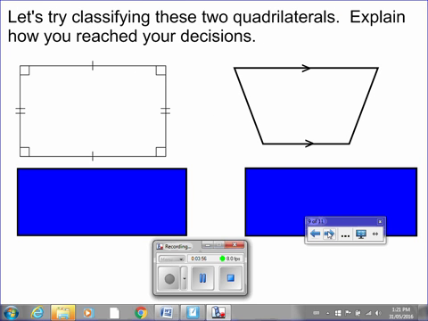So here's what you're going to try at home. You're going to try classifying these two quadrilaterals, and I want you to think about or jot down reasons why you classified each quadrilateral, and then we'll talk about it in tomorrow's class.